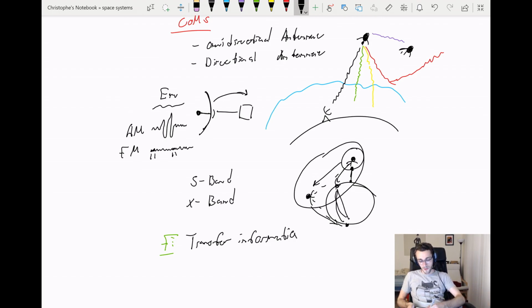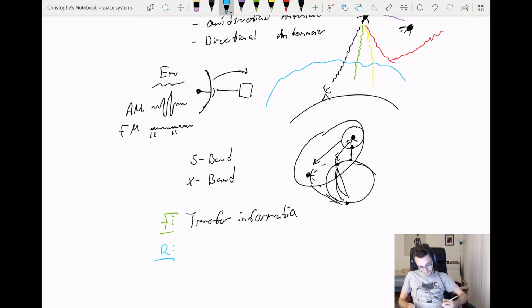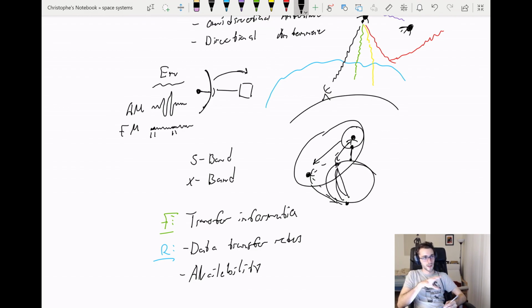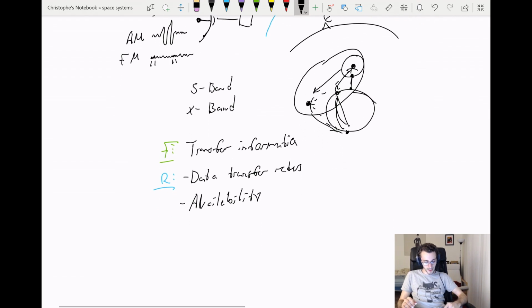Now, the kind of requirements you might see off of these sorts of systems would be things like data transfer rates, maybe availability. So if your satellite can only point in one direction at a time and can only communicate with one person at a time, you might have some requirements that say, yeah, you've got to be able to link with so and so many people at the same time.